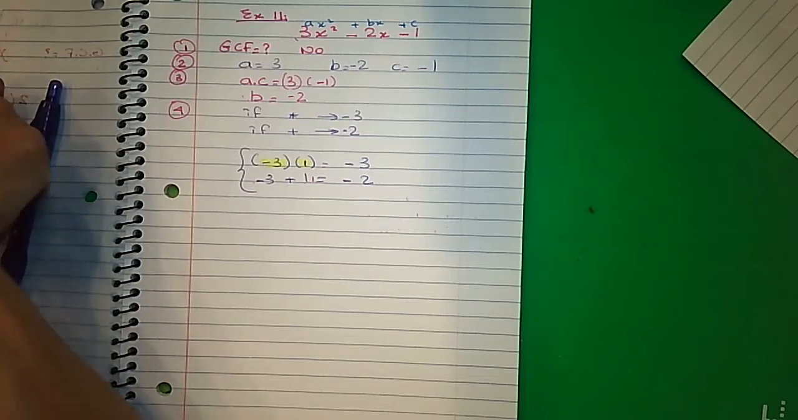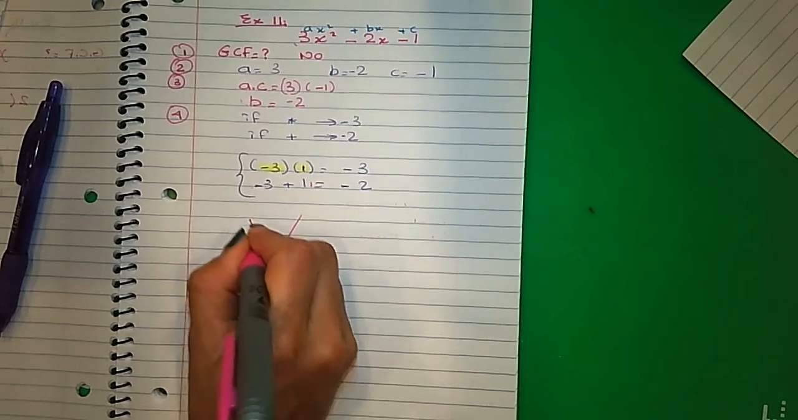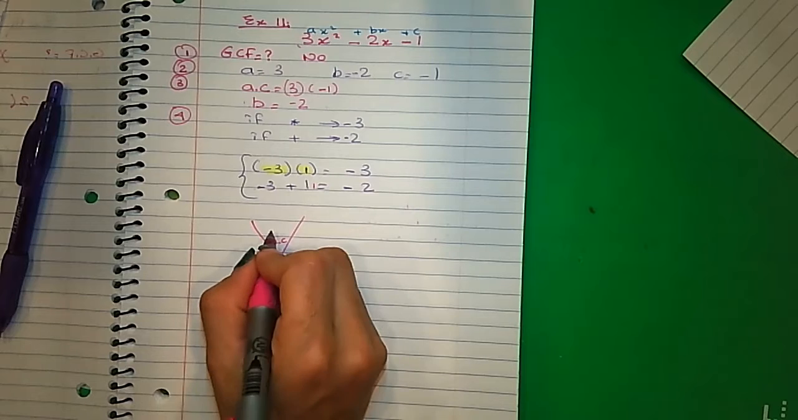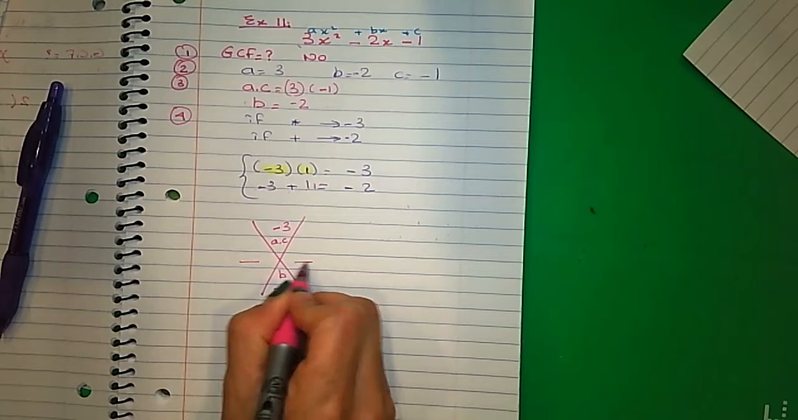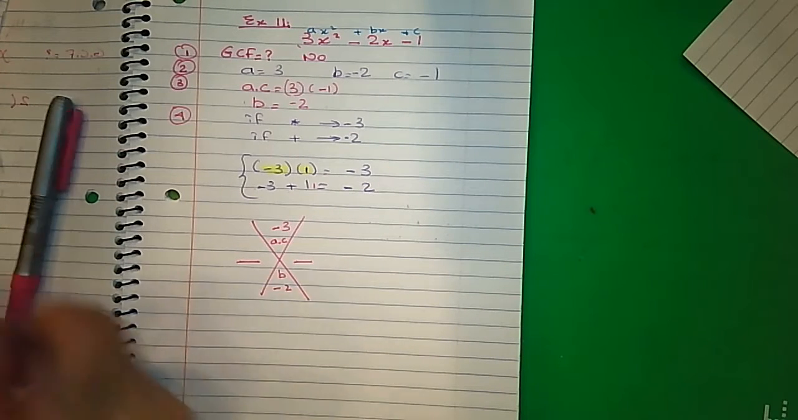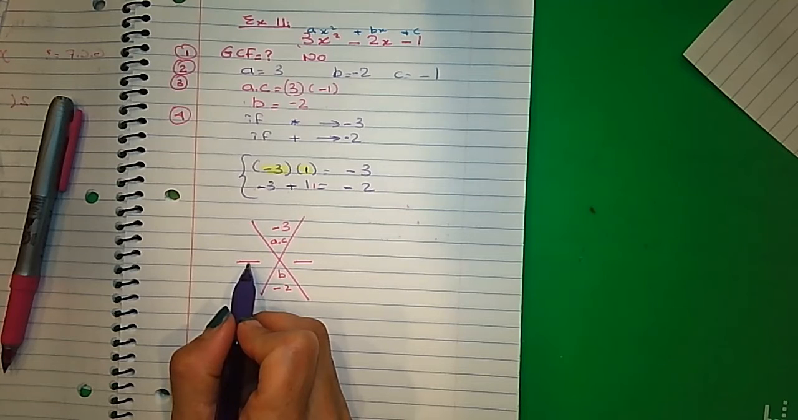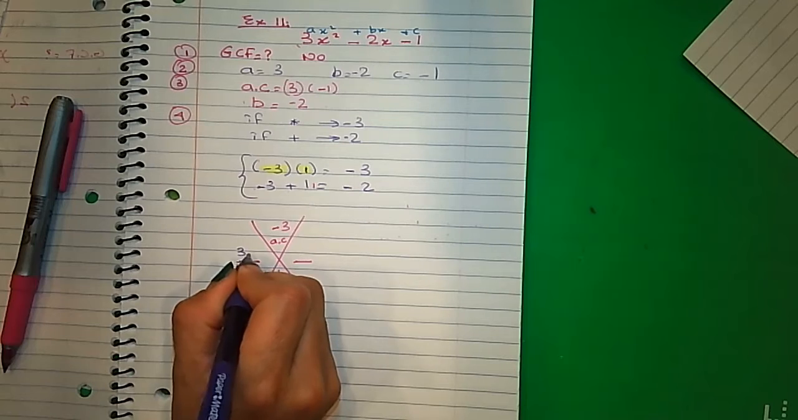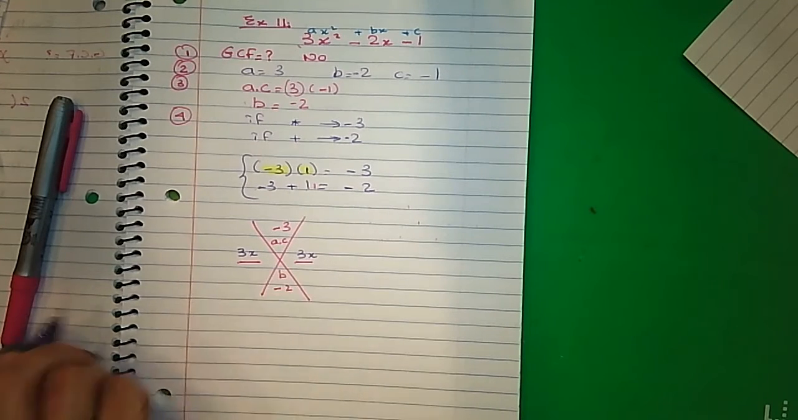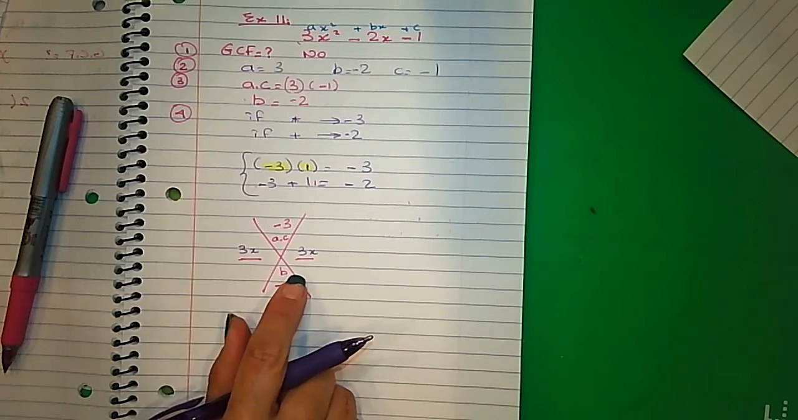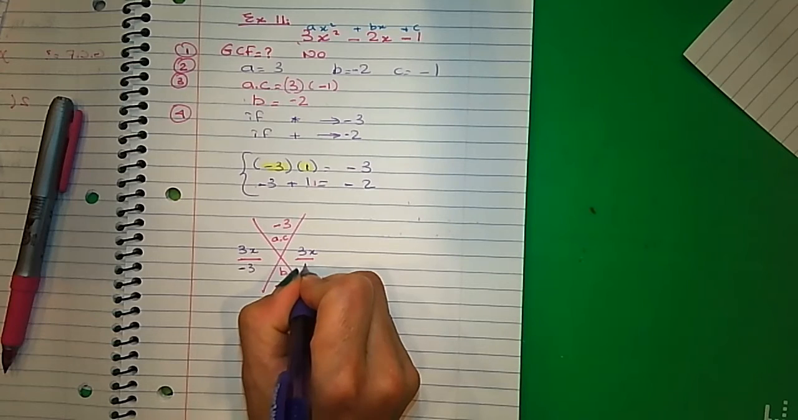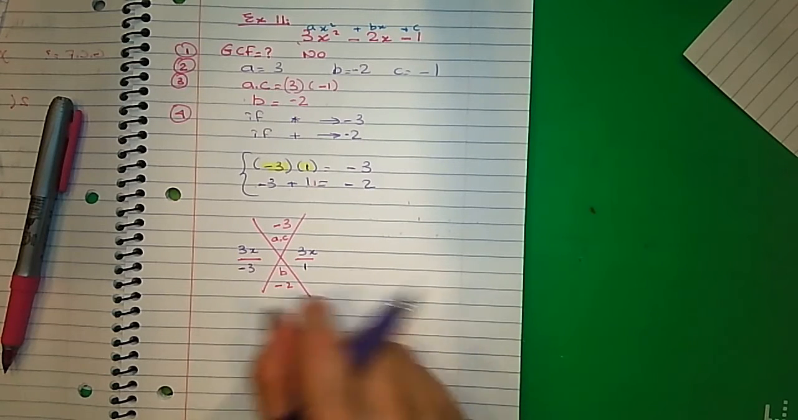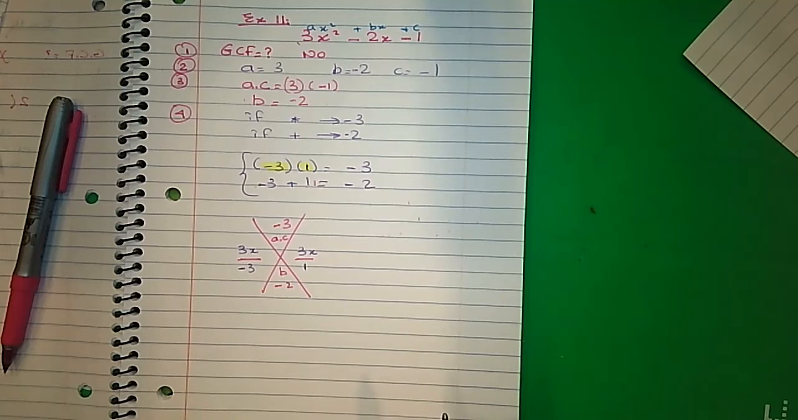So I'm going to draw the diamond or the X right here. A times C is negative 3 and B is negative 2. As we said, what goes over here? AX goes over here. So what is A? 3. So 3x on both sides. And in the bottom, I'm going to have the first term, which is negative 3, and the second term, which is 1. Can I switch them? Yes, of course. You can have 1 here and negative 3 here.